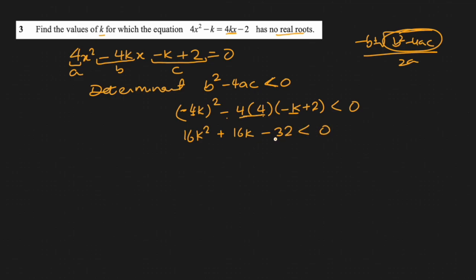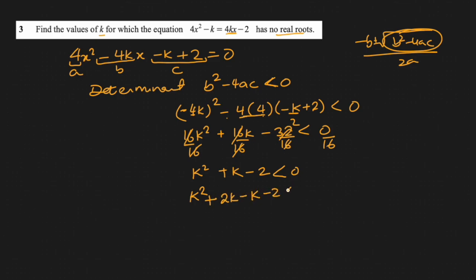is less than 0. Okay, so we can see that all are multiples of 16. So let's divide the whole inequality by 16 to make it simpler for us to solve. 16 and 16 cancel, so k square plus k minus 2 is less than 0. And now we can factor this. So k square plus 2k minus k minus 2, I split the middle term, less than 0.